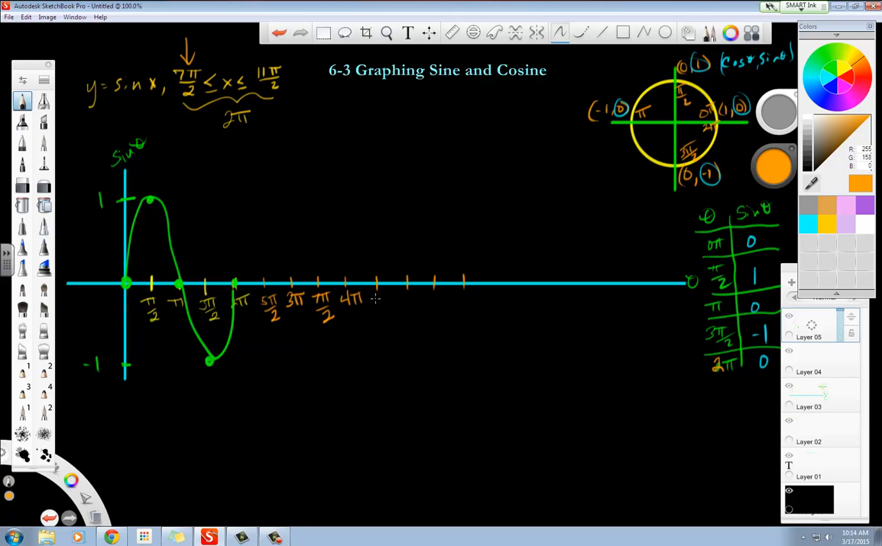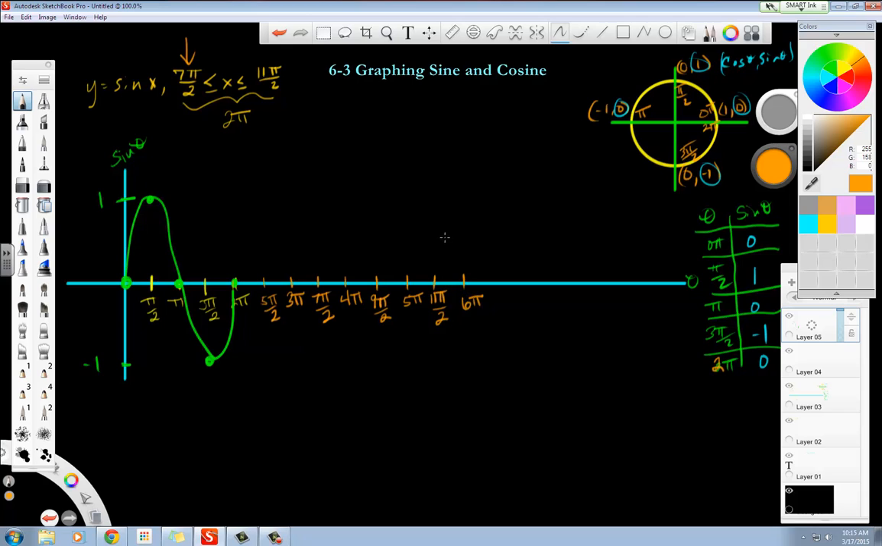So now we have, what would this next one be? 9 halves pi, or 9 pi over 2. 10 halves, which is 5 pi. Next, 11 pi over 2. And then 6 pi, which is 12 pi over 2.